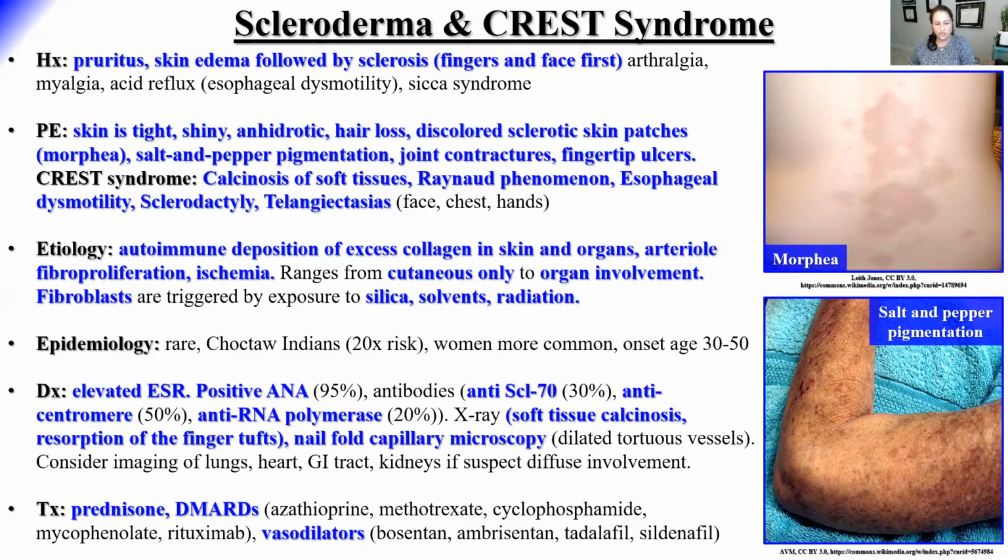This is kind of an interesting point. There's a population of Choctaw Indians. This is a very specific genetic population. They have a 20 times increased risk for this. So if you ever see Choctaw Indians on the boards, you should be thinking about this one.